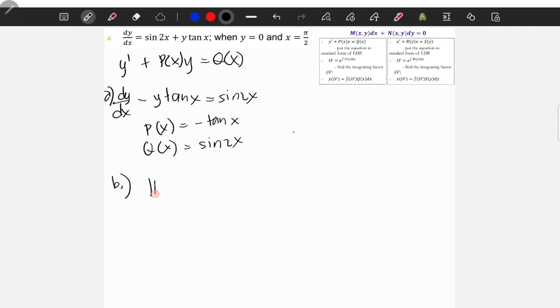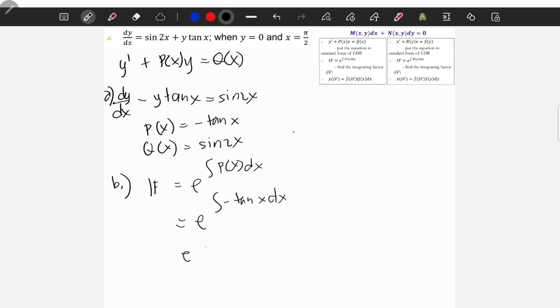Second step is to find the IF. The IF is e to the integral of p of x dx. So e to the integral of negative tangent x dx. There are two answers for the integral of tangent x dx. One is negative ln cosine x and the other one is positive ln secant x. We will choose the answer that will make the solution positive.